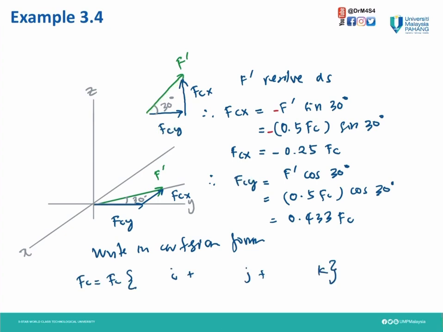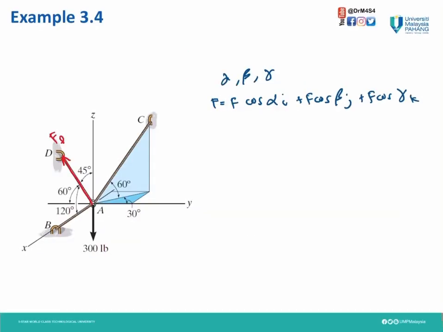Then we need to write our FC in Cartesian form because we already resolved it into X, Y, and Z. So we write in Cartesian form, FC is FC times negative 0.25i plus 0.433j plus 0.866k. We are done with FC, then we have FD.